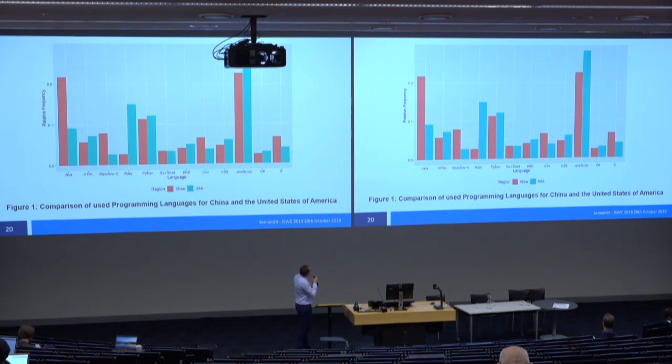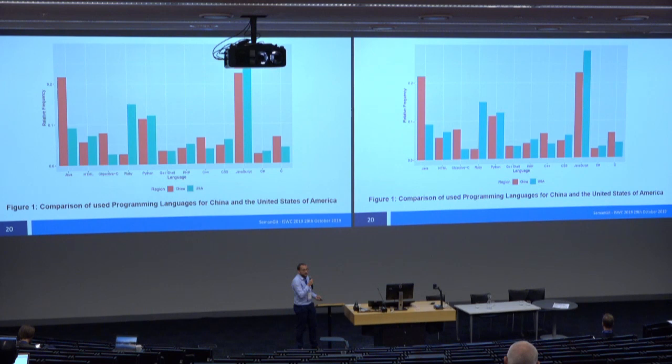And in this example for China and USA, you see, for example, a huge difference by the usage of Java, which is definitely more popular in China, in comparison to Ruby, which is really one of the favorite programming languages in the United States, but not in China.